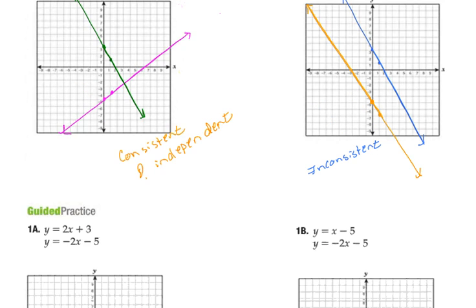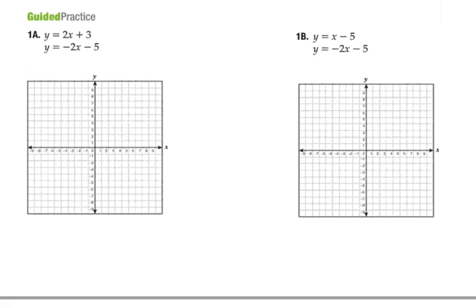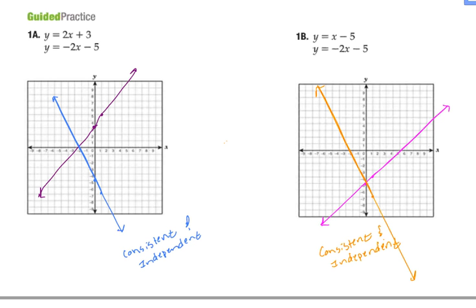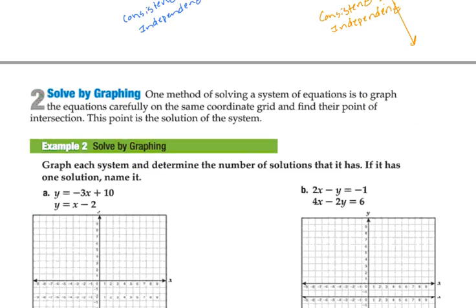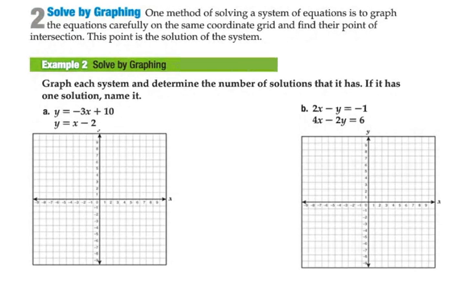All right. Go ahead and try that with 1A, 1B. Again, graph these, and we're just looking at that new vocab and what they mean. Many times these are going to be our answers, consistent and independent type of answers. But realize that that's just the vocab of it. Now we actually want to figure out what that point is.